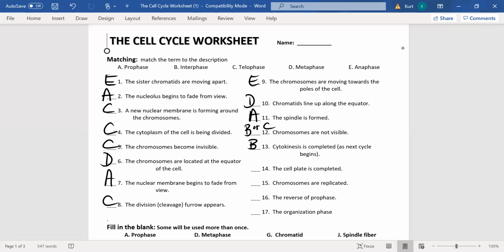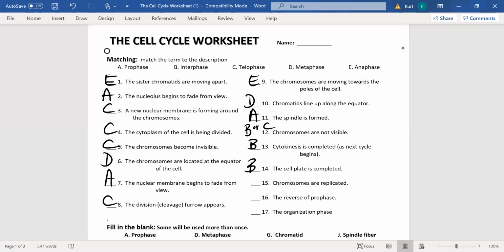Number 14, the cell plate is completed. That would be interphase. Now, a lot of people in class said telophase or cytokinesis. It's not those. In telophase, the cell is not divided in two. At the end of cytokinesis, it is dividing in two, but it says that the cell plate is completed, which means you now have two daughter cells. So that means you're starting over into interphase again.